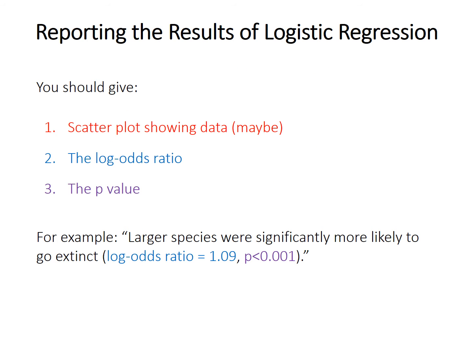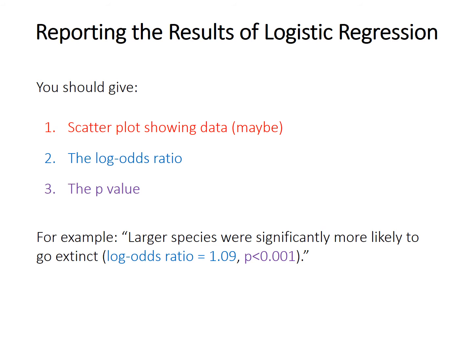So when reporting the results of logistic regression, the log odds ratio, which is a measure of the size of the effect, and the p-value are the most important points. You might want a scatter plot showing the data like I've illustrated in this video here, although you don't often see that. It isn't commonly given in papers that do this.